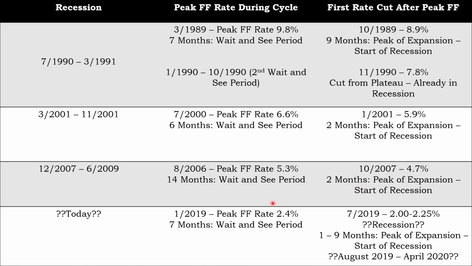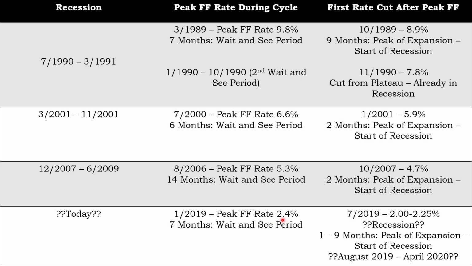So, looking at where we find ourselves today, what can we glean from this, from a historical perspective? We know that we had a peak federal funds rate of 2.4%. You heard me right, 2.4% back in January of 2019, because you have to remember, the Federal Reserve continued to cut rates at its last meeting in December of 2018, and we also saw that major market sell-off through the last quarter of 2018 as well.